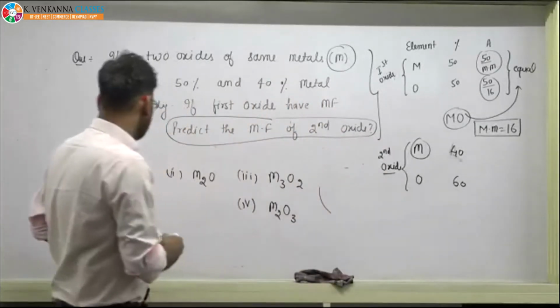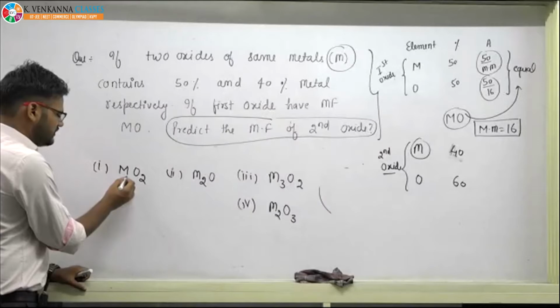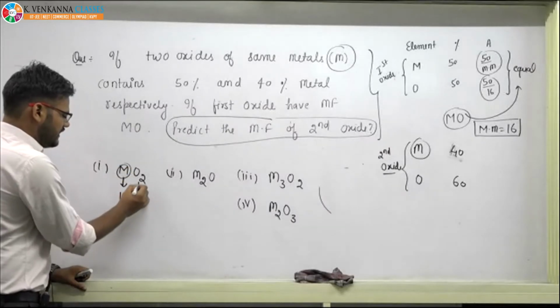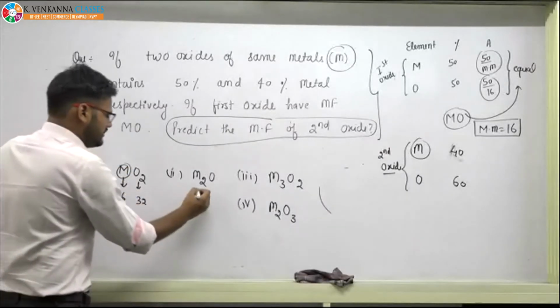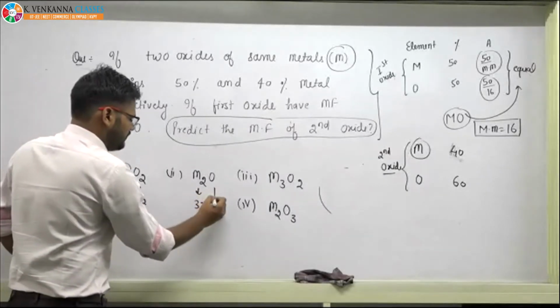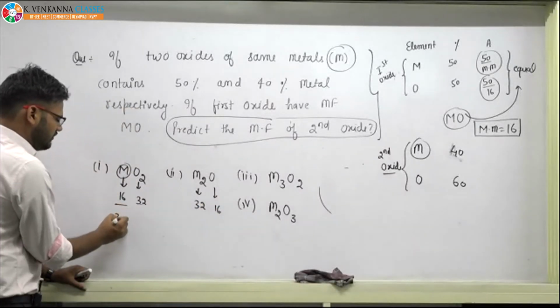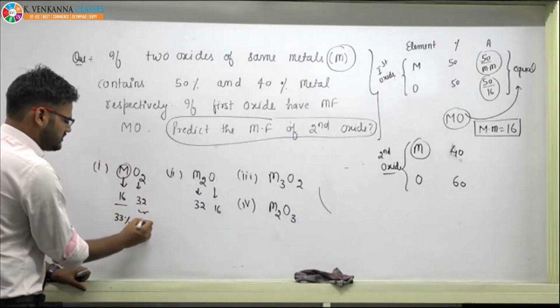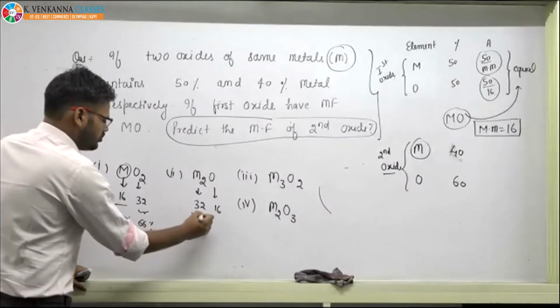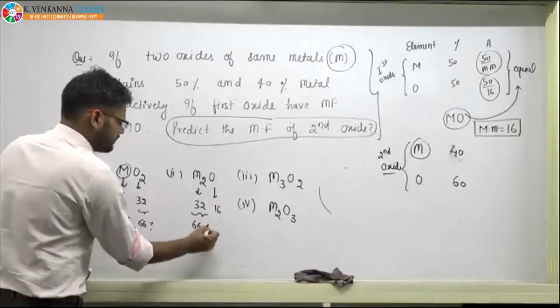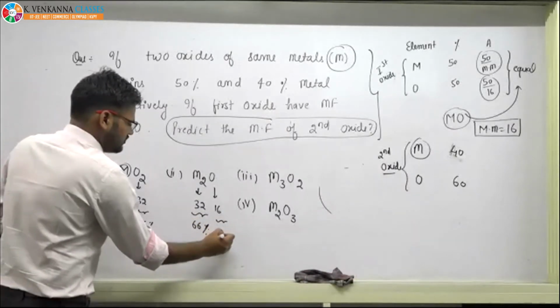Beta, MO2, what does it mean? That M will be 16 and O2 will be 32. In this case, it will be 32 and 16. If you see, it is 16 and 32, then that will be 33% and this will be 66%. Here also you see 66 and this is 33.